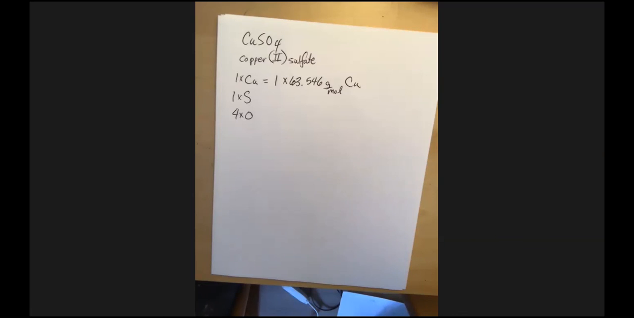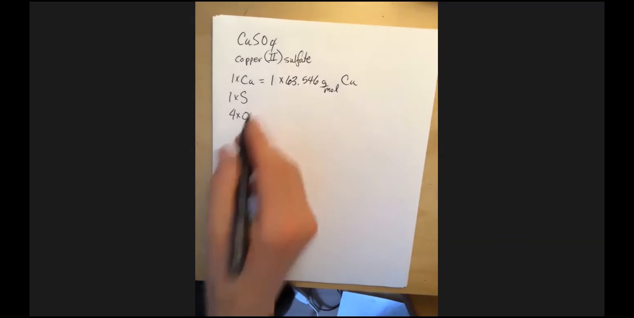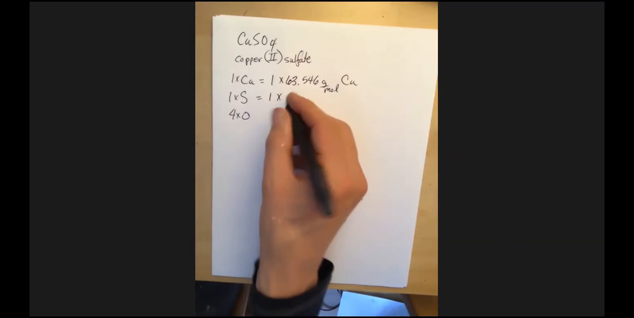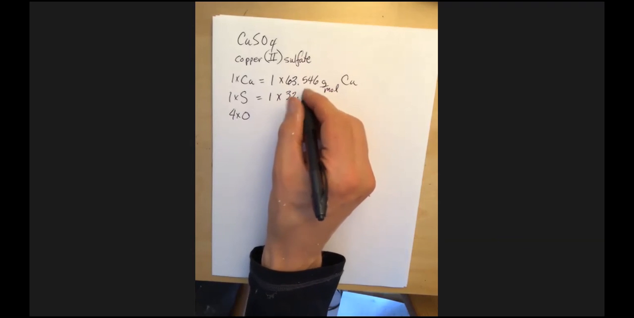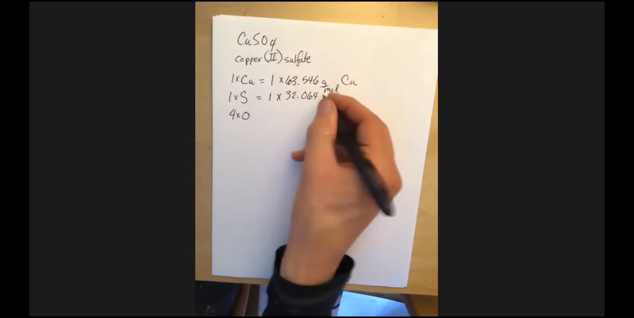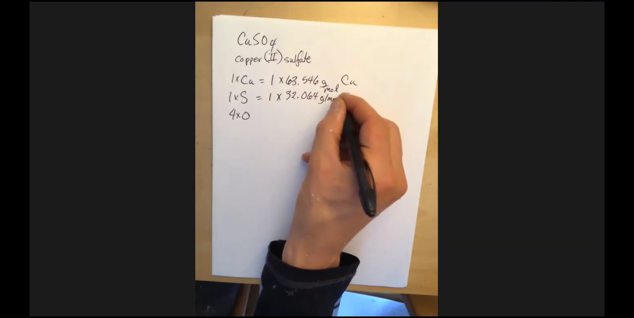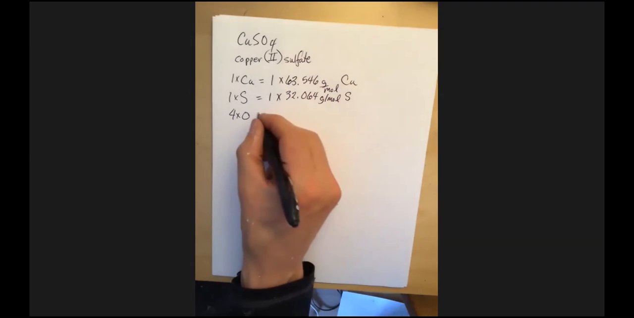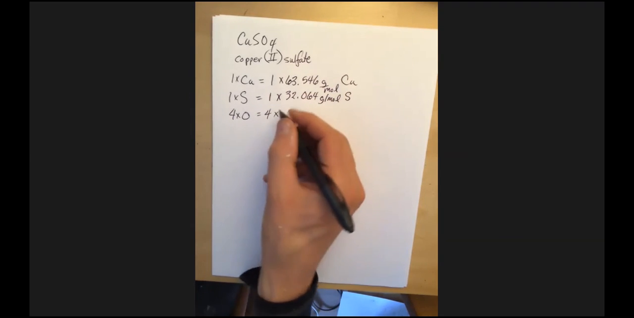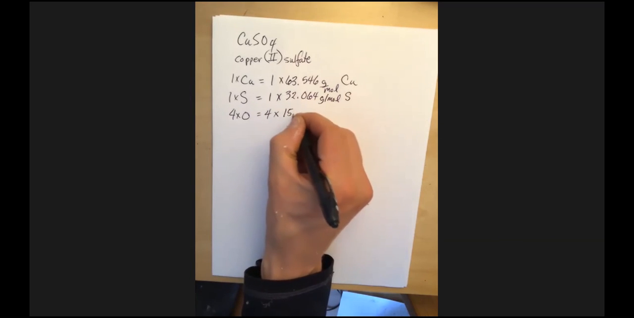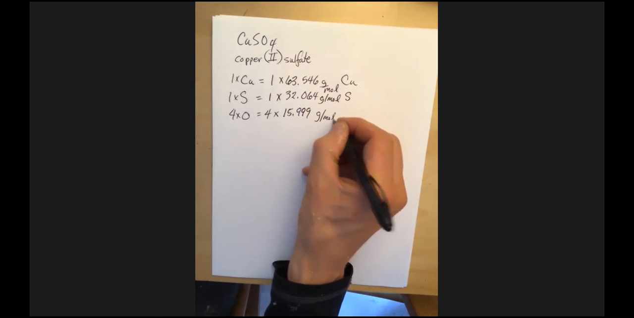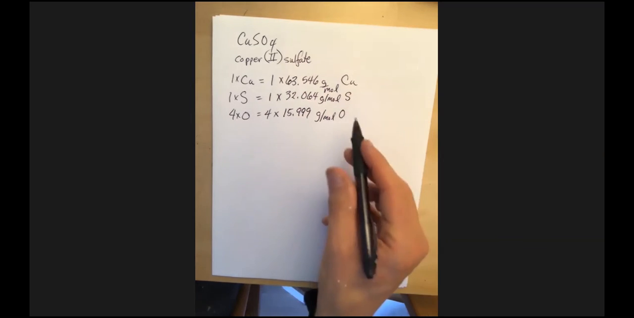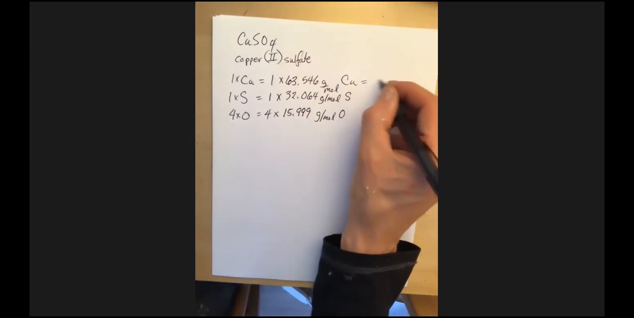So we've got 1 sulfur, so 1 times 32.064 grams per mole for sulfur. And we've got 4 oxygens times 15.999 grams per mole for oxygen. I'll do the first 2, you do the last one.